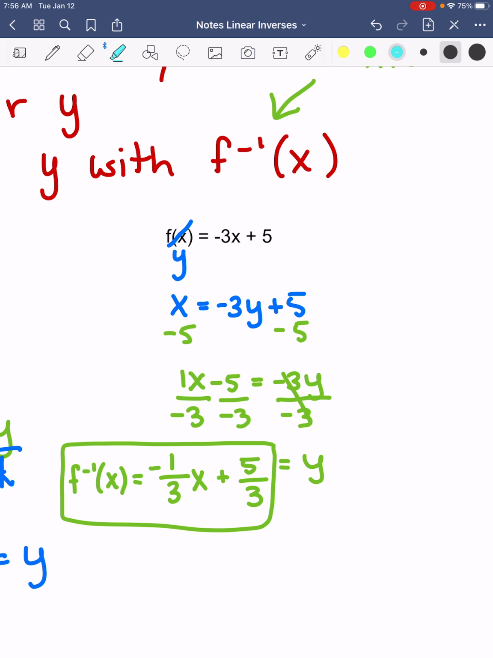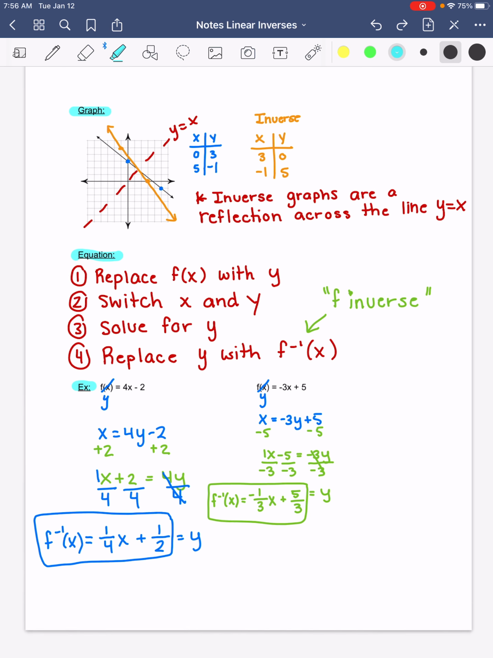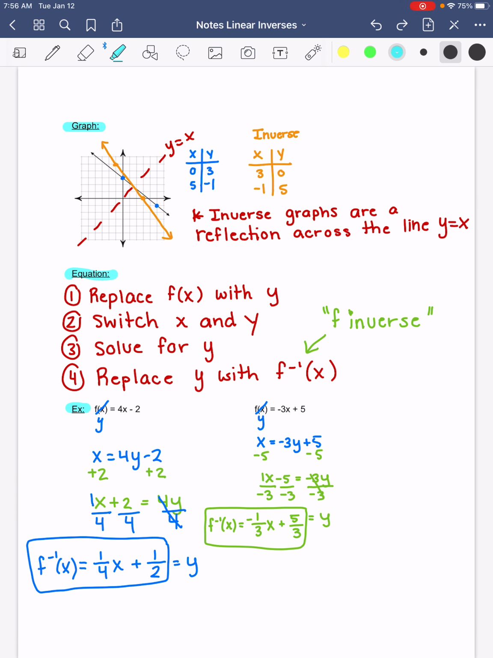If I take this function and plug it in right here, it would all cancel just to equal x. Or if I took this whole function and plugged it right here for x, they would all cancel and it would equal x. They're inverse functions. They undo each other. They reverse each other.